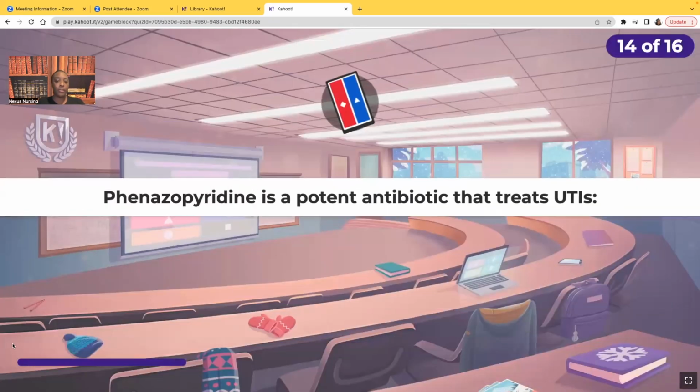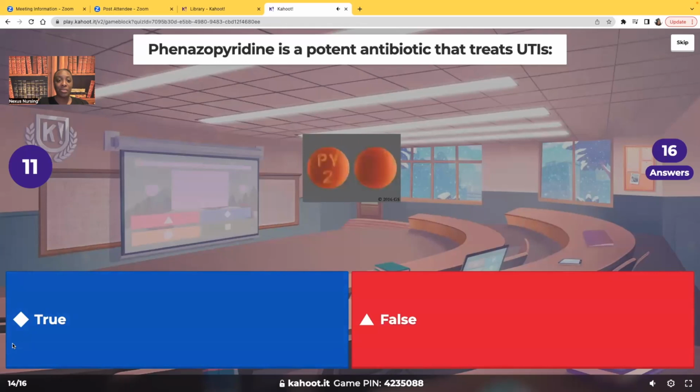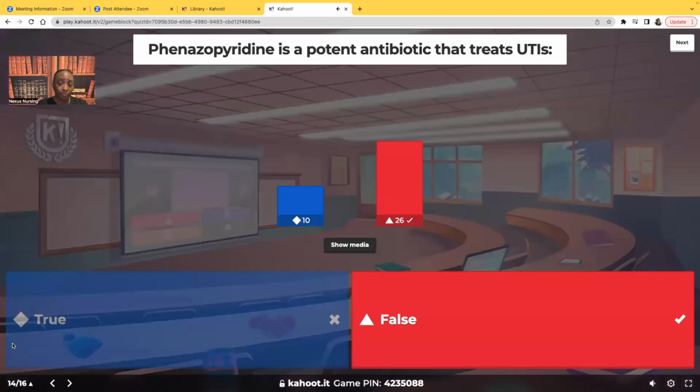True or false? I can't pronounce that med, is a potent antibiotic that treats UTIs. Phenazopyridine. Guys, you know I can't pronounce, but that med right there, if I see it, I know it. It's a potent antibiotic that treats UTIs. Is this true or is this false? And if you guys are taking the NCLEX right now, you absolutely need to know this. Pay attention. I'm so proud of you guys.